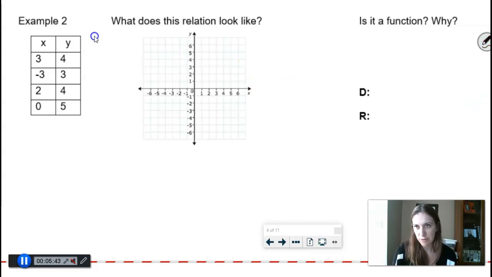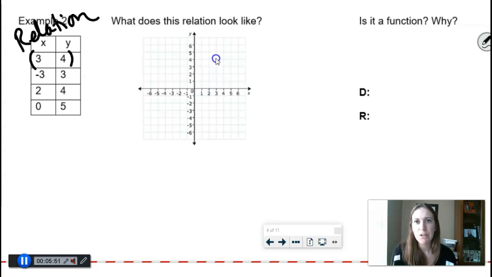This next example of a relation, so again, this is a relation. We're going to graph each of these xy ordered pairs. So 3, 4, and then -3, 3, and then 2, 4, and then 0, 5. Again, we don't connect these, we're just drawing those ordered pairs where they are located.